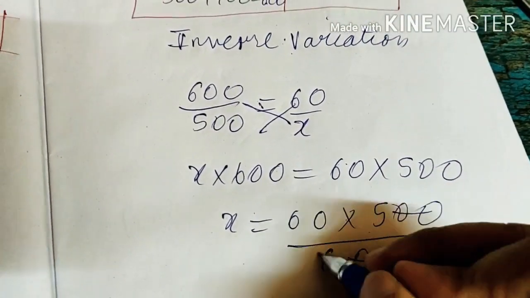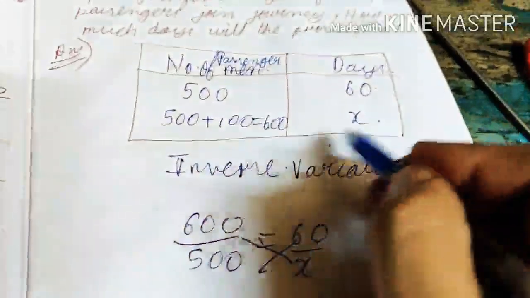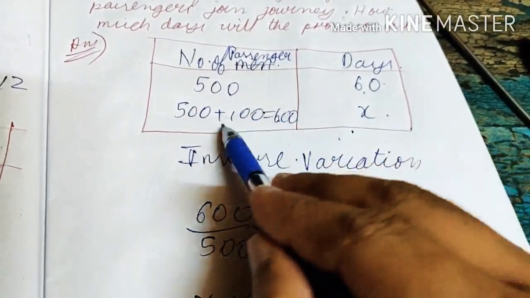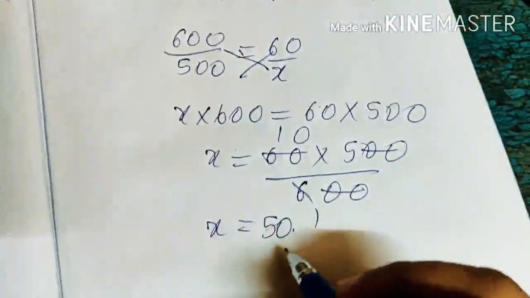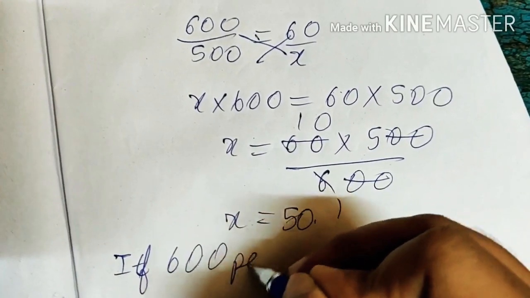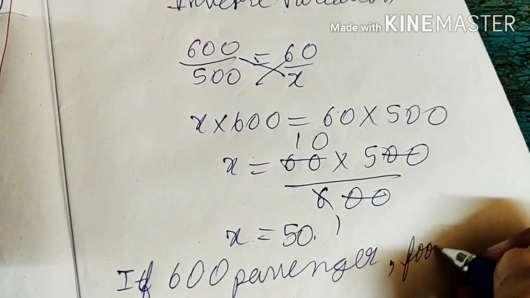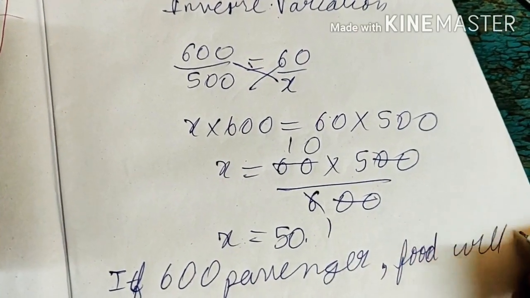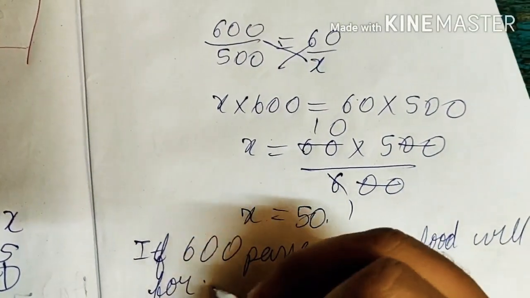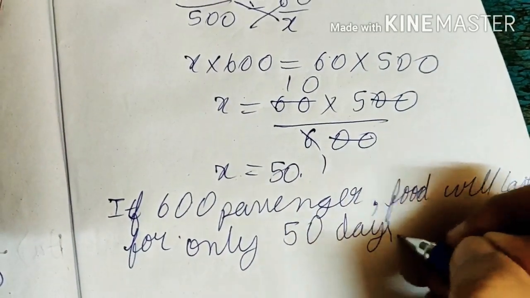So this is 10. X is equal to 50. What is x? Means 50 days. If there were 500 men, food lasted for 60 days. If there are 600 men, food will last for only 50 days. Means if 600 passengers, comma, food will last for only 50 days. This is our answer.